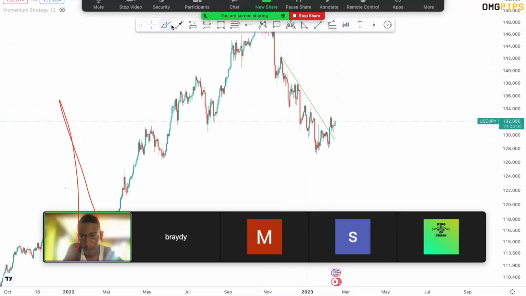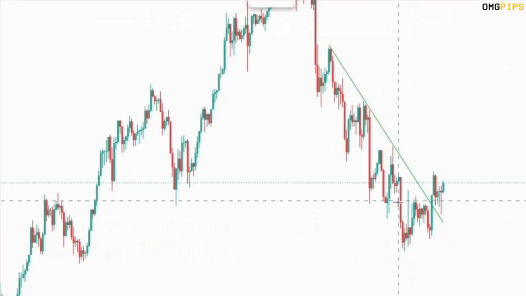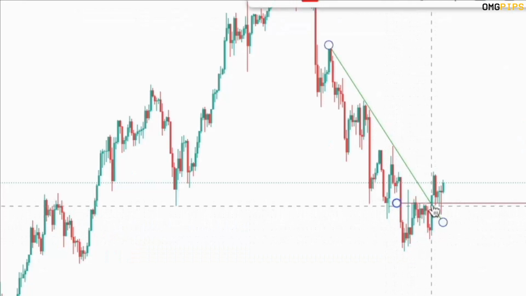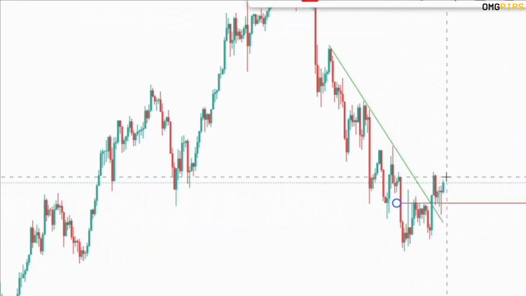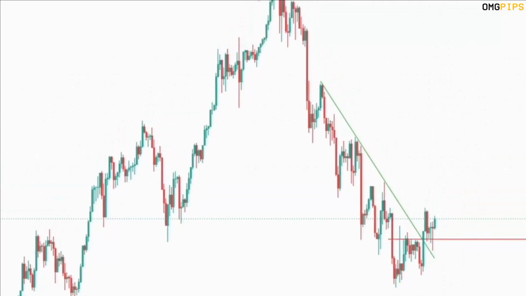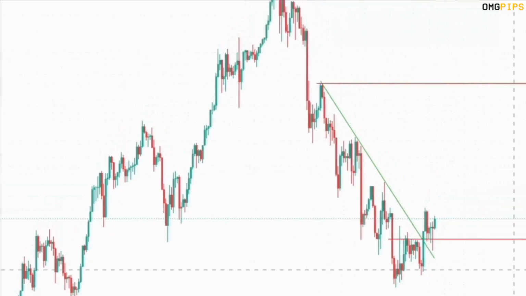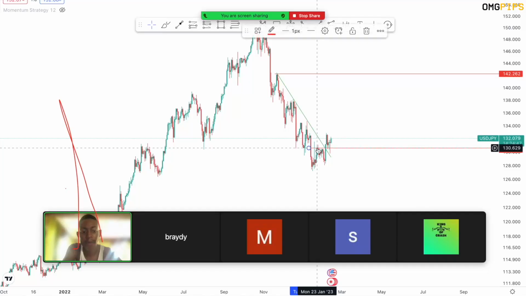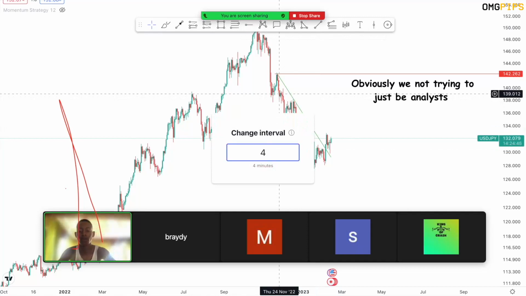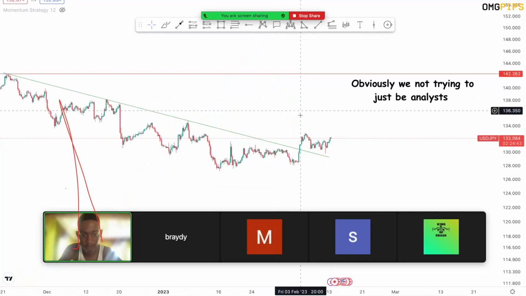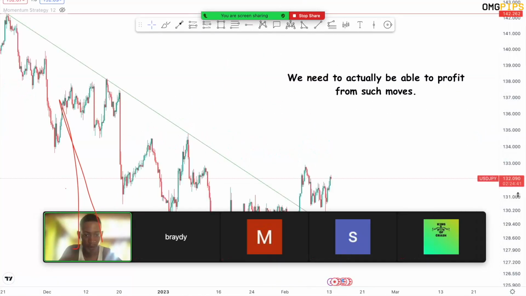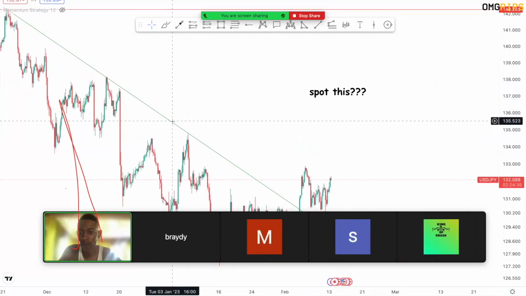And look at all these perfect tests, guys. Also, if I may just put this as resistance, now support, look at this. So price is most definitely going up all the way up until right here. Okay, but how do you go about it? Obviously, we're not trying to just be analysts. We need to actually be able to profit from such moves. How do we spot this?